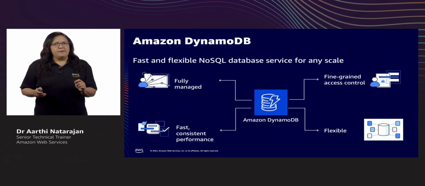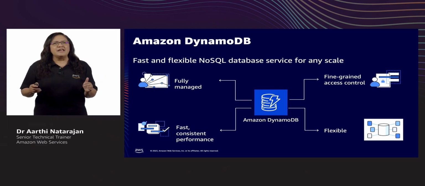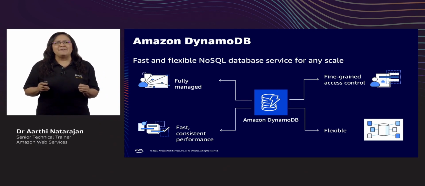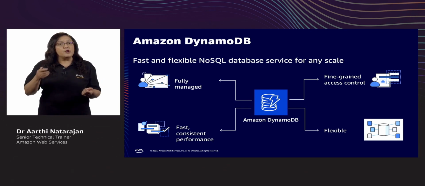Next up, we have Amazon DynamoDB, which is a fast and flexible, non-relational database service for applications that need consistent single-digit millisecond latency at any scale. The fully managed nature of DynamoDB makes it really flexible for many different use cases, but also takes away a lot of the management tasks. DynamoDB handles all the partitioning of data in your table, so you don't have to worry about managing those different partitions yourself. You also get fine-grained access control with identity and access management.